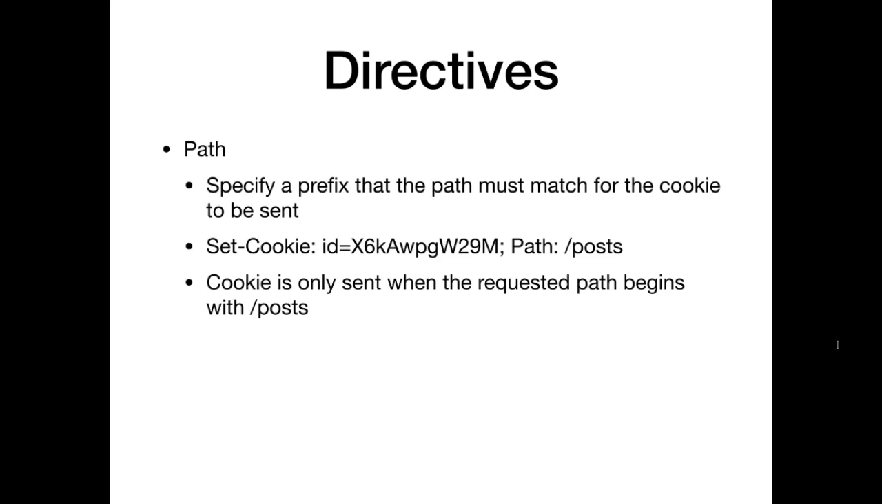And finally, path. If you want to set a cookie only for specific paths, you can specify the path directive. In this example, path of /post. This cookie is only going to be sent by the browser for paths that begin with /post. So /post/56, so get the 56th post, if that's how your stuff's set up. That's going to send the cookie, but /index.html is not going to send the cookie.